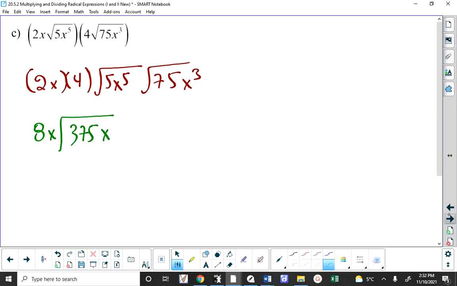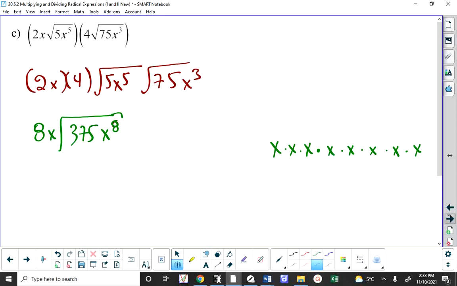X to the 8. Because I have x to the 5 times x to the 3, I'm adding the exponents. Again, I don't want to spend a whole bunch of time reviewing exponent laws, but x to the 3 times x to the 5, you add the exponents because x to the 3 is 3 x's multiplied together, times x to the 5 is 5 x's multiplied together. So how do we abbreviate that? Well, we write x to the 8.